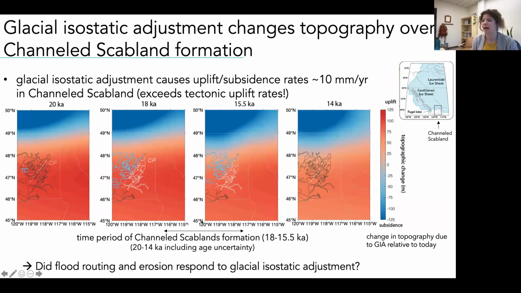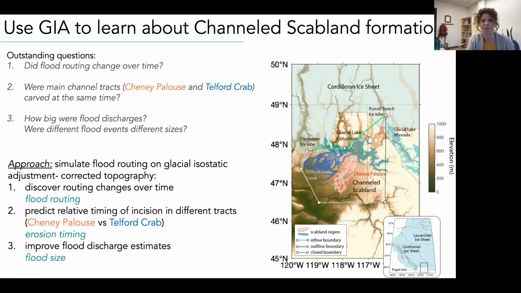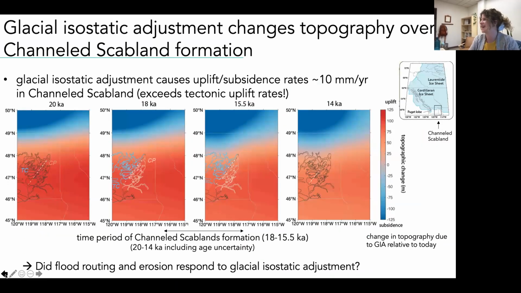Here I'm showing how glacial isostatic adjustment changed topography in the Channeled Scablands over the time of Missoula megaflooding. This color bar shows topographic change due to this process. I'm going to be focusing on the time period from 18 to 15.5 thousand years ago, the time that these scablands were thought to have formed, although 20 to 14,000 years ago encompasses this age uncertainty. Sorry, that's on the auto.